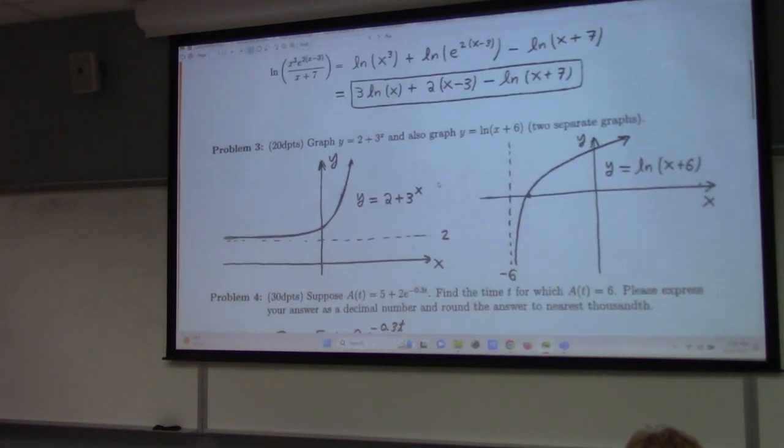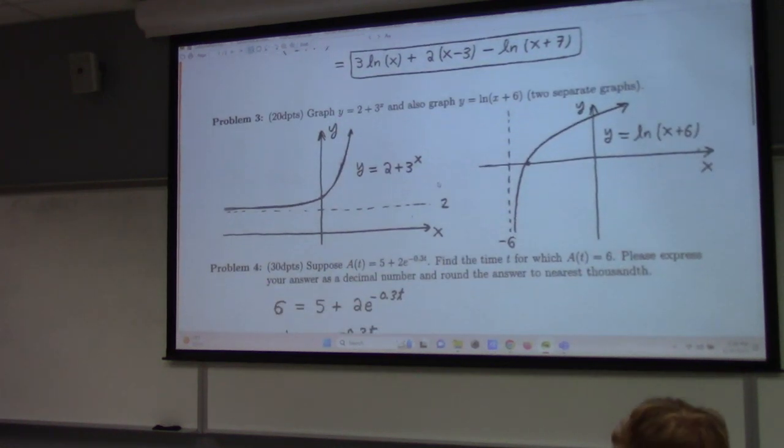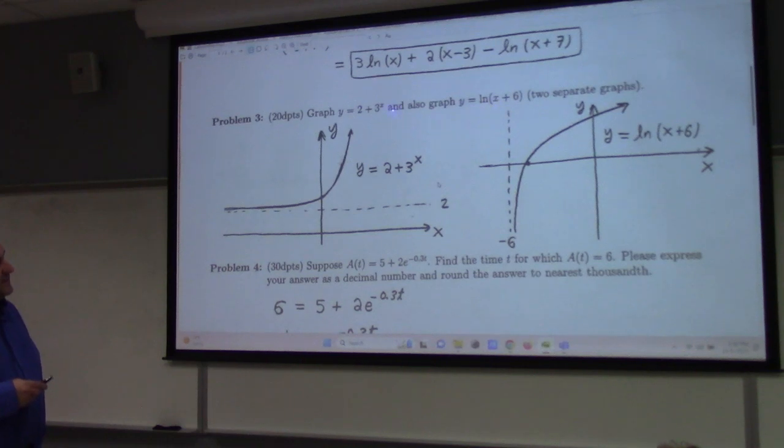Now, we probably have not spent enough time on graphing logs in here yet. I'll try to pick another day and do a few more examples on these. Probably not today. We'll just talk about this one. Both of these graphs can be obtained from the basic graph of the exponential and the basic graph of the natural log shifted. I shift the exponential graph 2 units vertically to get this picture. I shift the log graph 6 units to the left to get that picture.